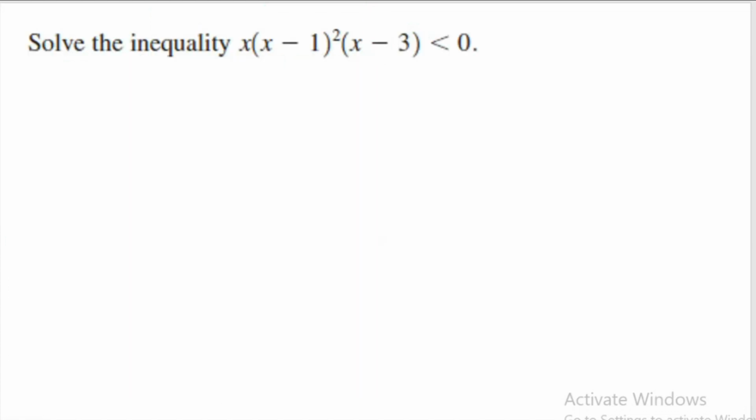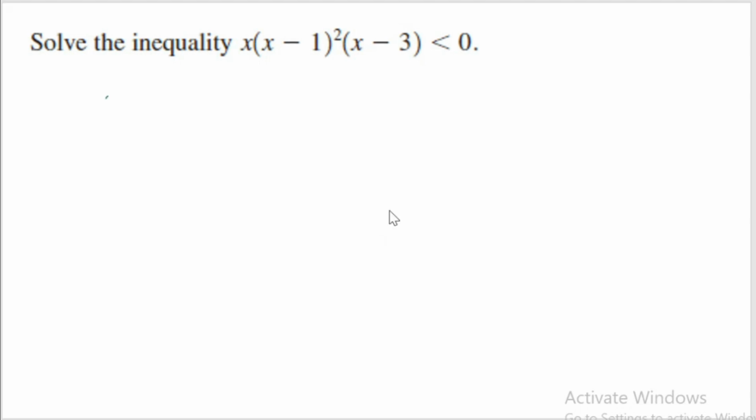Okay, next example: solve the inequality x times the square of x minus 1 times x minus 3 is less than 0. Since these are already in factored form, the first thing we are going to do is equate each factor to 0 and then find the intervals of the inequality. So we have x is equal to 0. Next, the square of x minus 1. And the last one, x minus 3 is equal to 0.